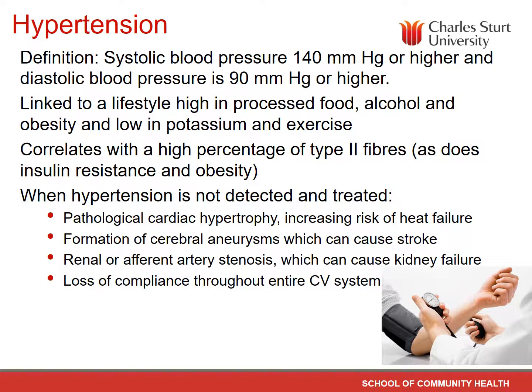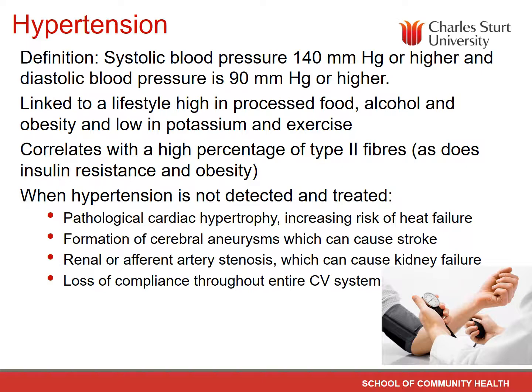There are some genetic factors that can lead to hypertension. And there's also a correlation between the percentage of type 2 muscle fibers and the incidence of hypertension. So that has a large impact on people of different races. And we'll look at a graph in the next slide looking at African American males and their incidence of hypertension.